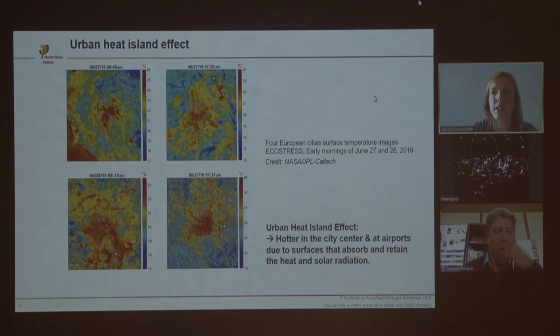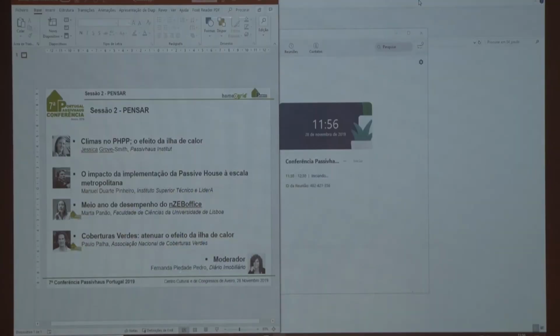The second situation that I want to reflect on is the urban heat island effect. Here we see Rome, Madrid, Paris, and Milan, and the red colors indicate higher temperatures.